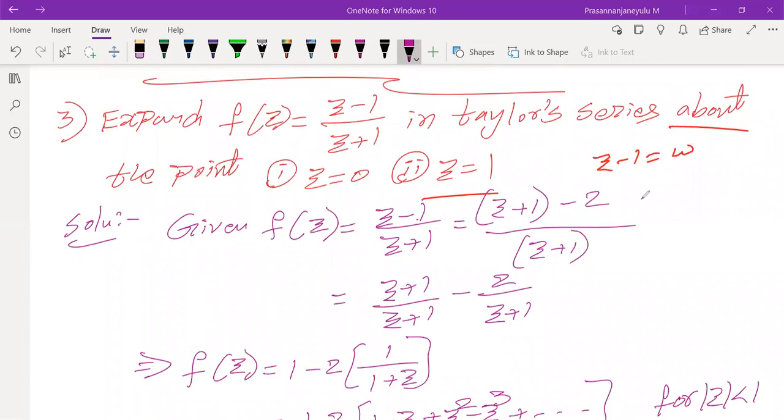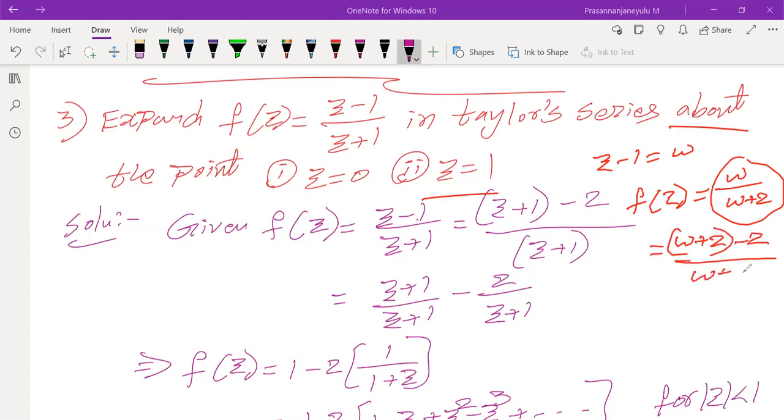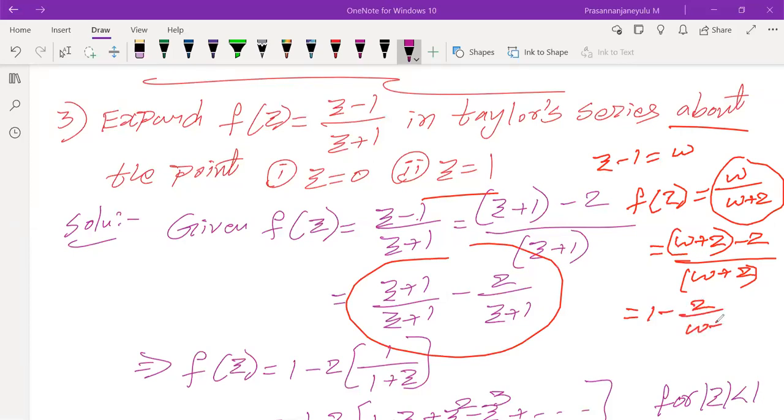If we consider this, then f of z is going to become w in the numerator and w plus 2 in the denominator. So how to write this? Do we have any formula in our expansions for w by w plus 2? No. So add and subtract 2 in the numerator: w plus 2 minus 2 by w plus 2. Use the same process, then it will become 1 minus 2 by w plus 2.